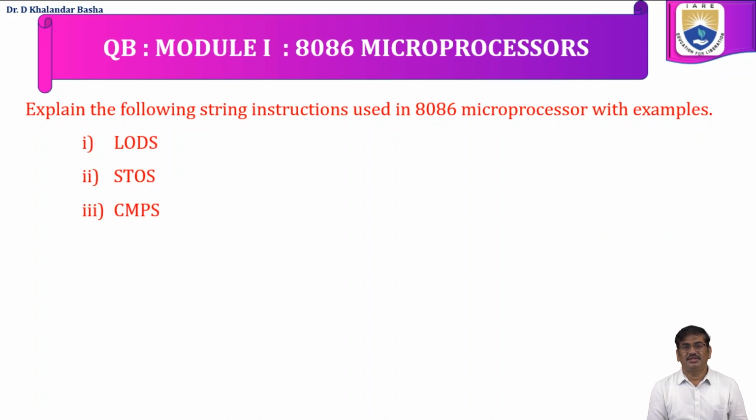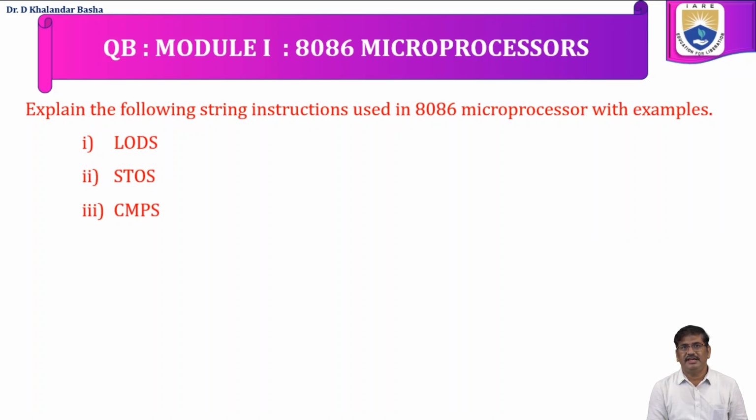The first one is load a string byte. STOS is for store a string byte. So load a string byte and store a string byte are for exchanging the data between AL and the memory. Next one is CMPS, which is for compare string, where one string is compared with the second string.